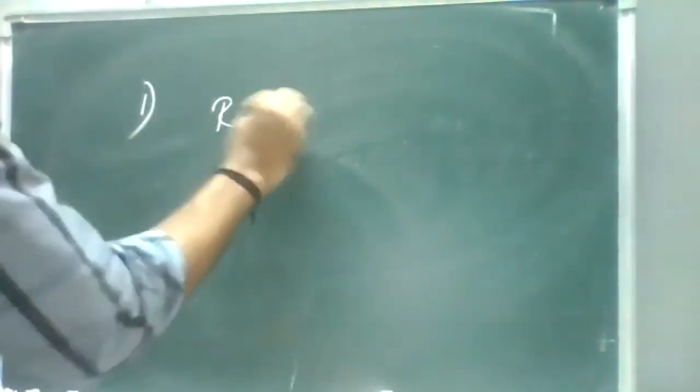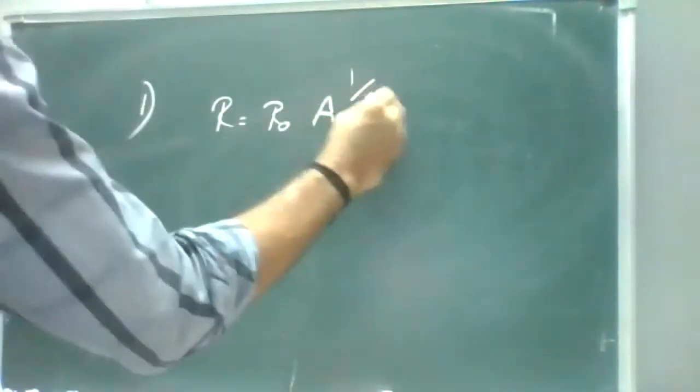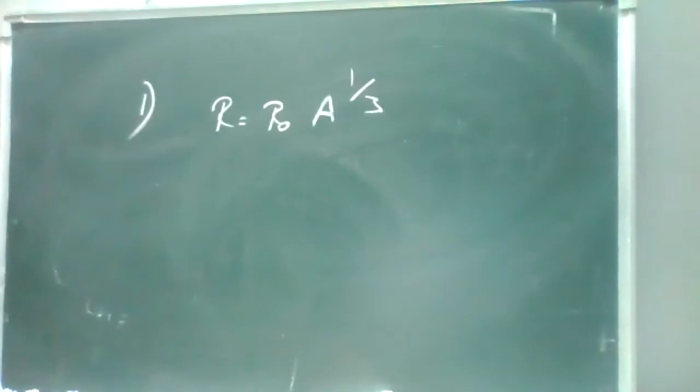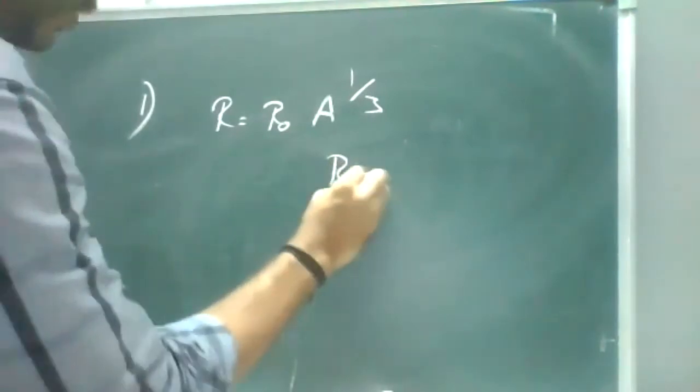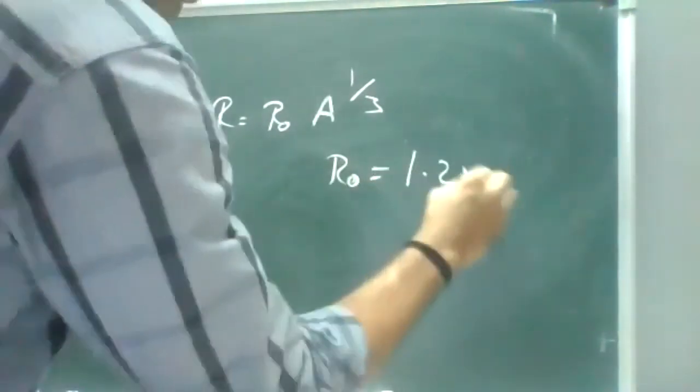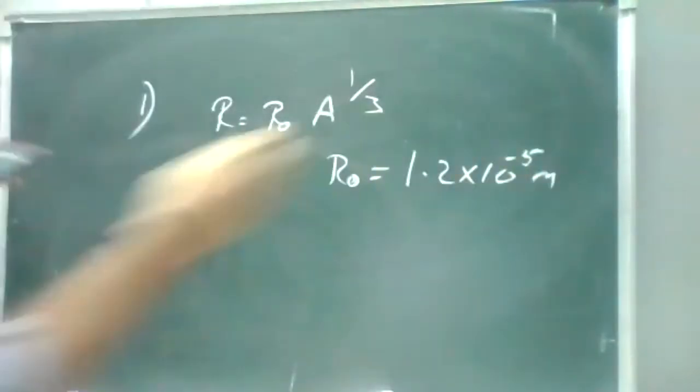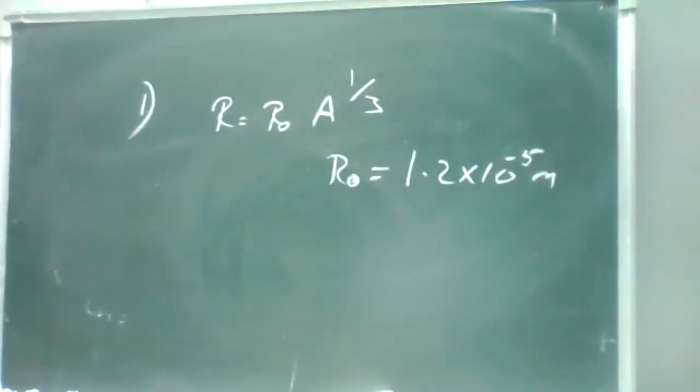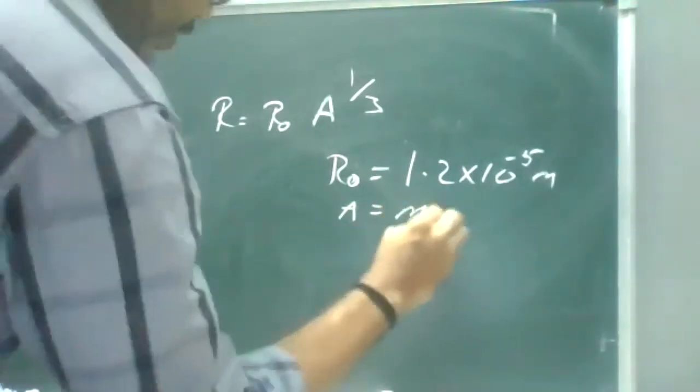First one for the nucleus, size of the nucleus. R is equal to R naught into A power 1 by 3. It is your radius of the nucleus. Here R naught is a constant, R naught is equal to 1.2 into 10 power minus 15 meters, and A is your mass number.